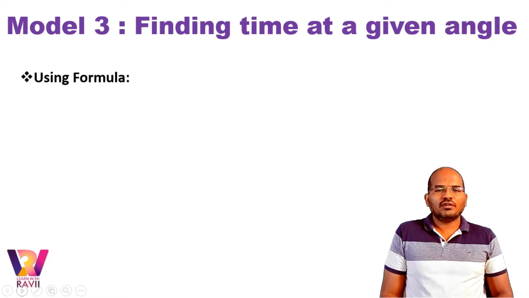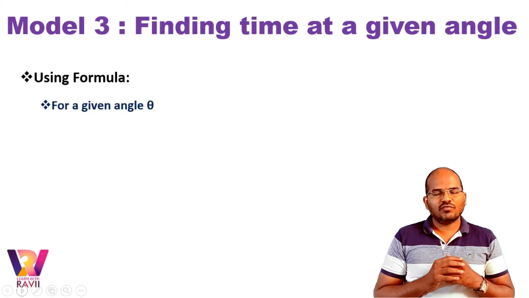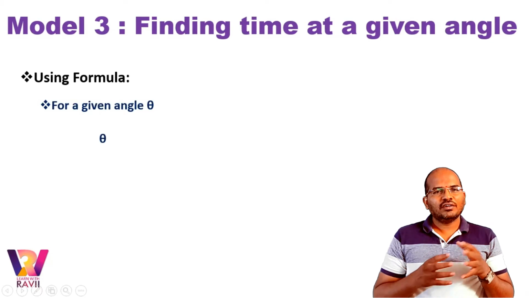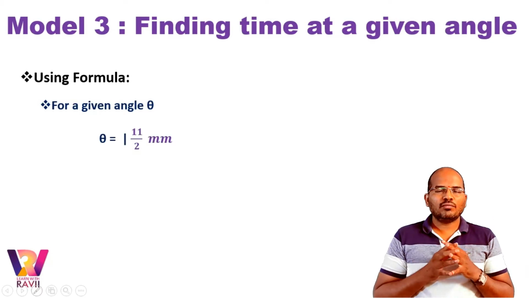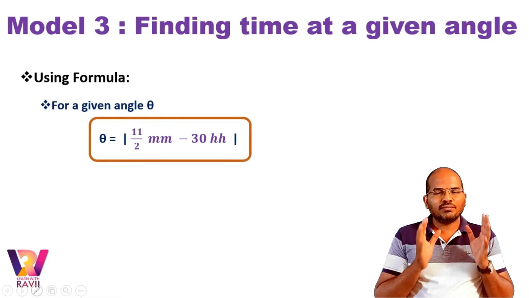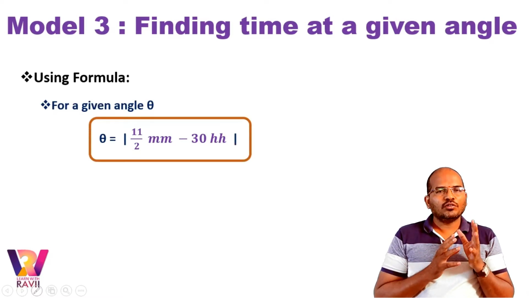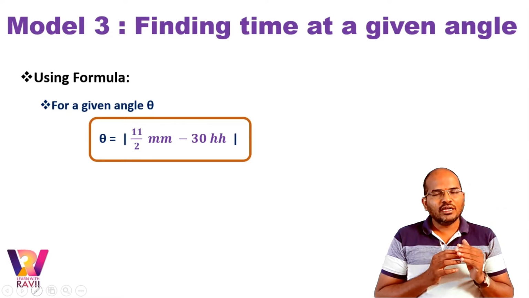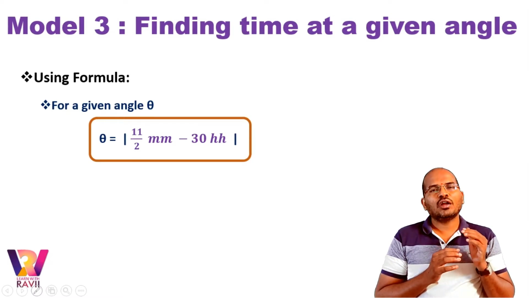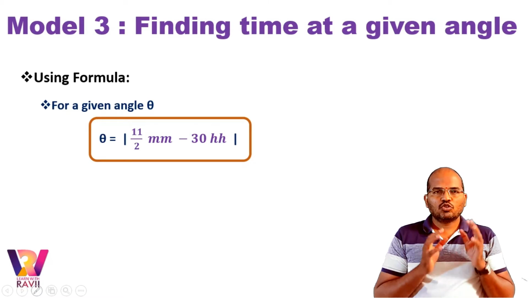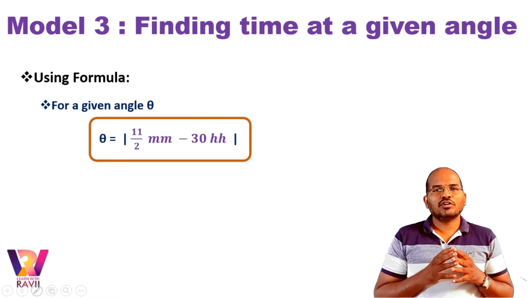Using the formula, the same thing we have learned: for a given angle theta, theta is the modulo of 11 by 2 times mm minus 30 hh. Now we simply plug in the values of hh and mm and we get the angle. And here you are given the angle and you are told to calculate mm for a given hour space. So we use the same formula to work with the concept.